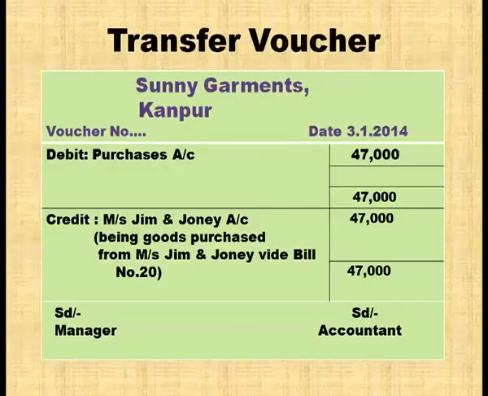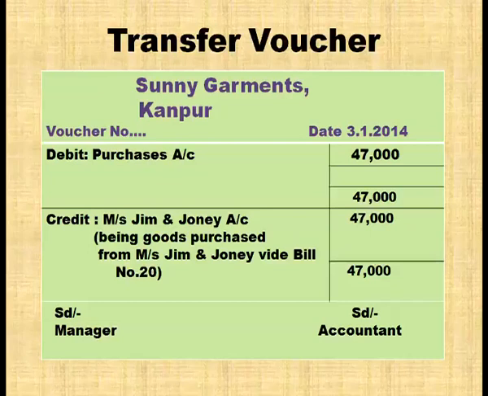Sold goods to Messrs. Sitaram. Here also cash is not at all mentioned, so it is a credit transaction, recorded in the transfer voucher. First transaction will be recorded in this way. Name of the organization, that is Sunny Garments Kanpur, as heading, then voucher number and date. After that, in the second line, debit. Title of the account to be debited will be written here.